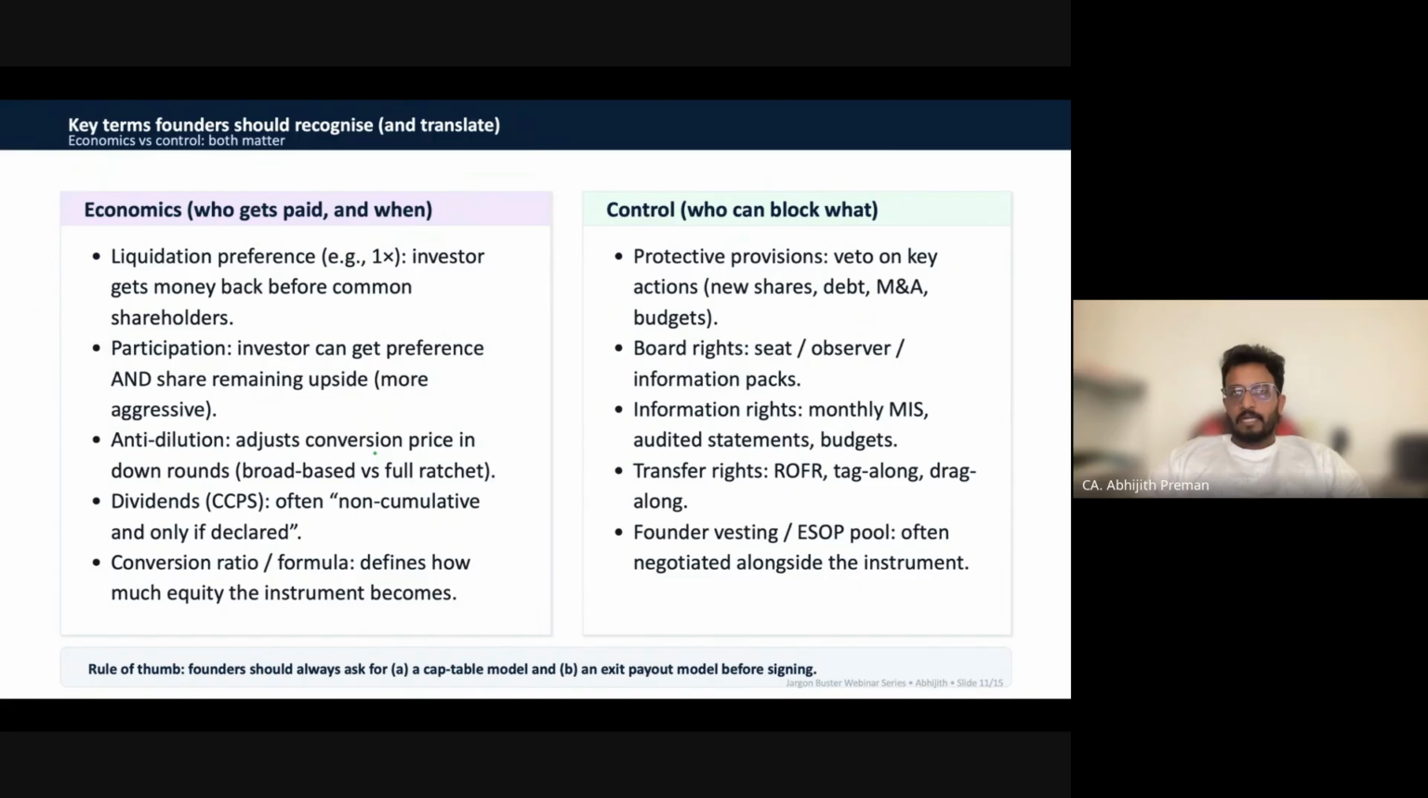Okay, then board rights. Typically, the investor would be asking for a directorship or a board observer kind of role to know what is happening in the business. Then information rights: monthly MIS, audited statements, budget, etc. Typically, the investor would be asking for this right because they need to know what is happening in the business. Then transfer rights: ROFR is right of first refusal, tag along, drag along.